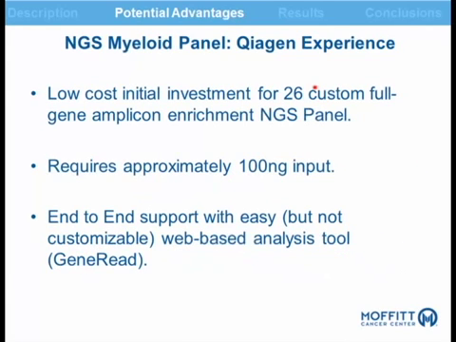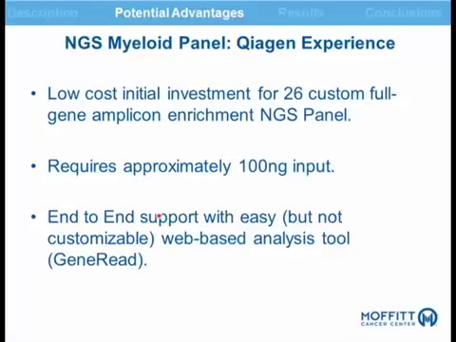So what has been our experience with other panels? One panel that we had used extensively was a QIAGEN custom GeneRead panel. The reason we used this is because it was a low-cost initial investment for a 26-gene custom panel that essentially covered all of the genes tested. It required 100 nanograms of input, which we thought at the time was okay.